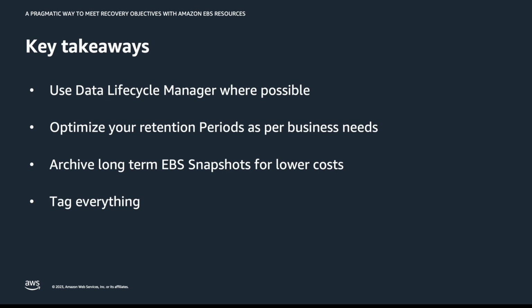Number one is use Data Lifecycle Manager wherever possible. This is the best way to automate, orchestrate, and manage your snapshots and Amazon Machine Images or AMIs. Number two is optimize your retention periods as per the business needs. It is very important to understand which snapshots that you want to retain for how many days, and this is how you will recognize the most cost savings when it comes to EBS snapshots, as well as it makes it easier to manage your EBS snapshots.